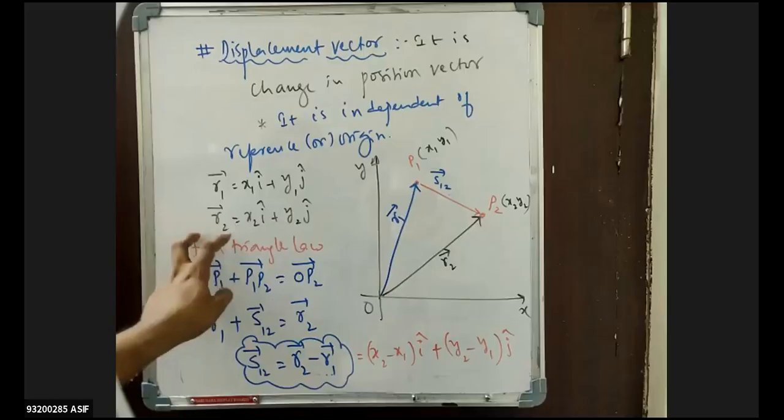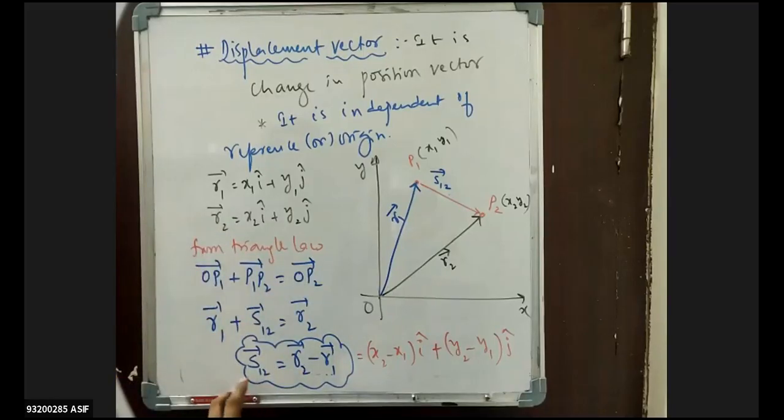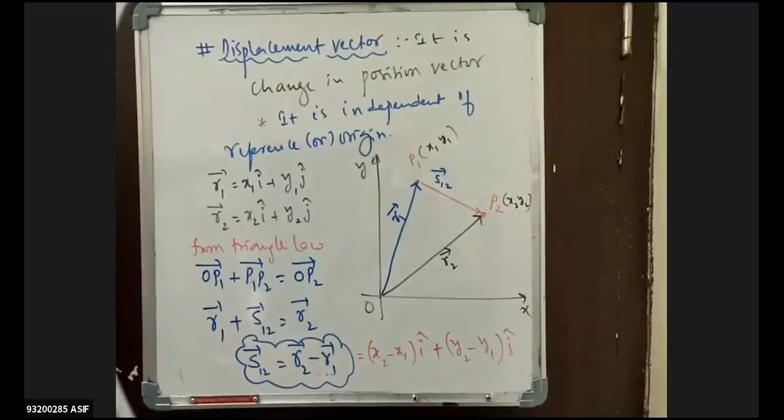So R1 value, you got value of R2 from the triangle. If I'm simplifying, the displacement vector from 1 to 2 will be equal to R2 minus R1, or else I can write this as X2 minus X1 I cap plus Y2 minus Y1 J cap. I hope you're clear with this one. Clear? I hope everyone is clear with the displacement vector. Done?